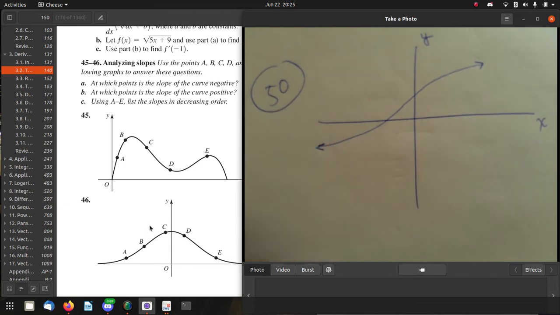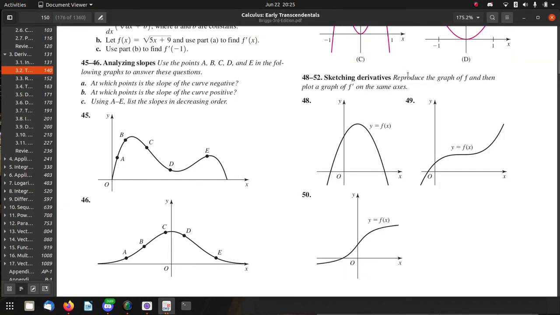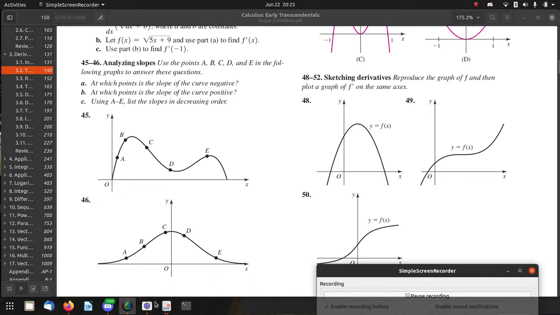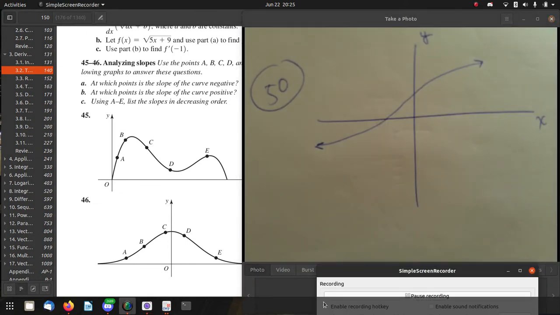But anyways, we have the plot of f here. And the instructions say to reproduce the graph of f. So that means this is a graph of f of x. It also labels it right here. This is f. And then plot a graph of f prime on the same axes. So we're going to do exactly what it says. And so you have that sketched.